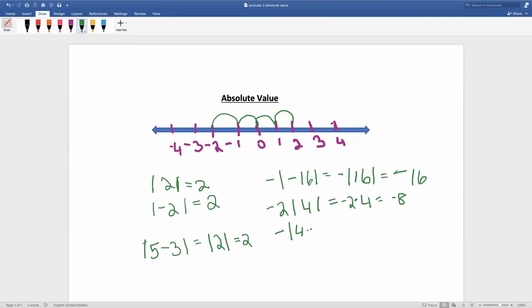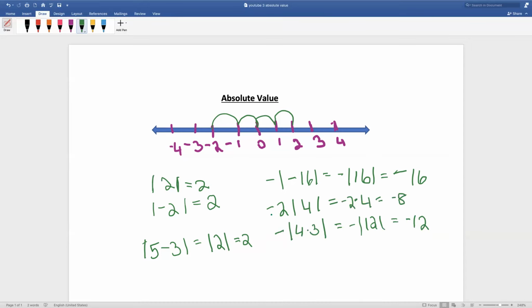-4 times 3, first we do everything inside the absolute value bars. So that would be 12 negative. Now we take out the absolute value bars and we get -12. So these are very similar, as you can see, and they both lead to the same answer.